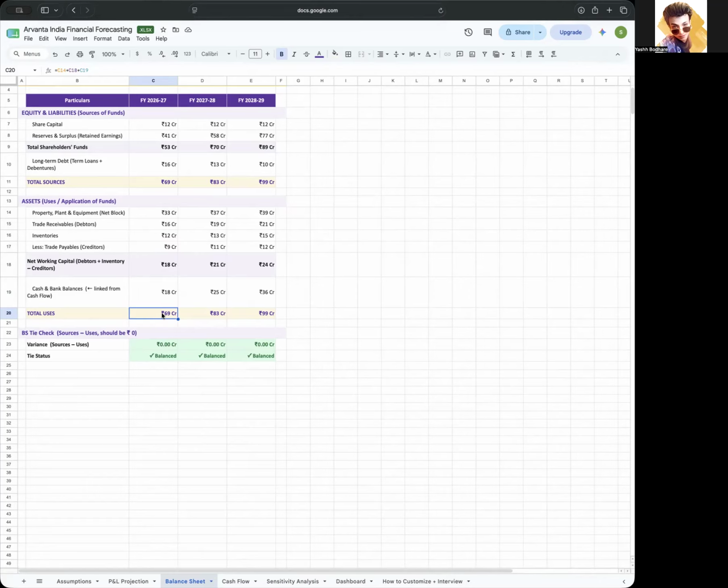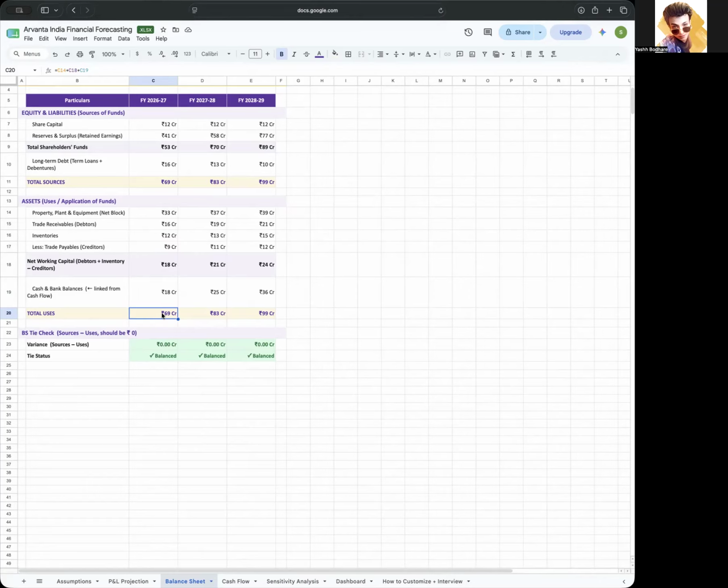Works perfect. So the variance formula, as you can see. So this final section is one of the most important validations to check in financial modeling. A balance sheet must always satisfy the accounting equation. Assets must equal equity plus liabilities. So to verify this, the model calculates the difference between total sources and total uses.